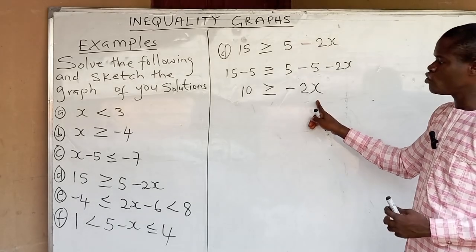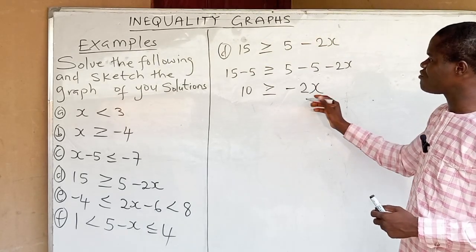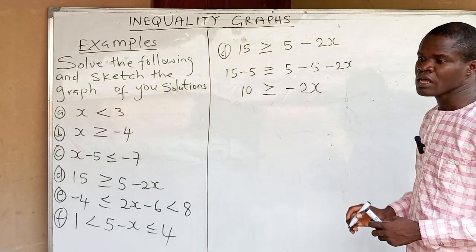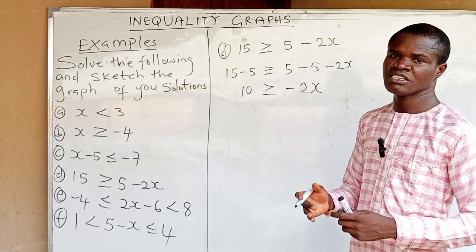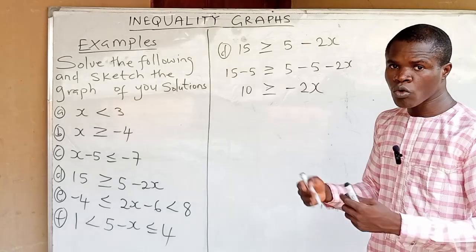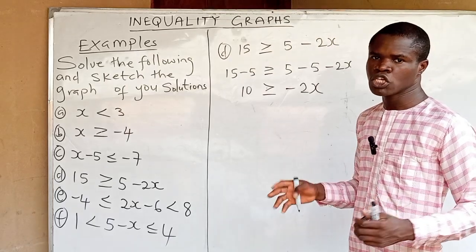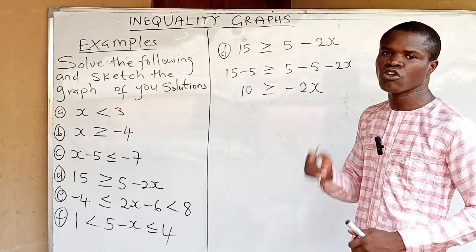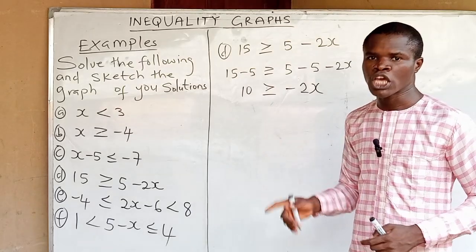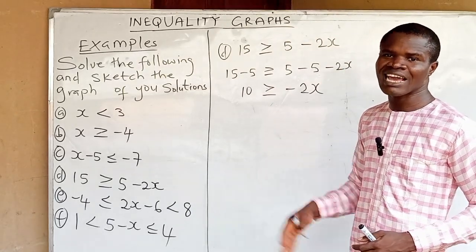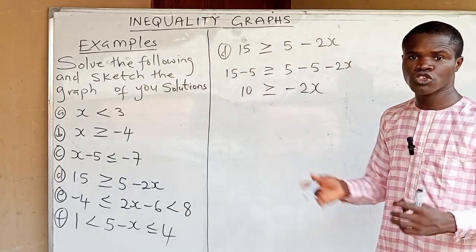Now I want x to stand alone, but I'm having minus 2x here. So what I'm going to do next is to divide both sides by minus 2. Now, inequality is not like the ordinary equation, the normal equation you know. In inequality, when you multiply both sides by a negative number, you must change the sign of the inequality. And if you divide both sides of an inequality by a negative number, you must also change the sign of the inequality. That is the difference between inequality problems and equation problems.